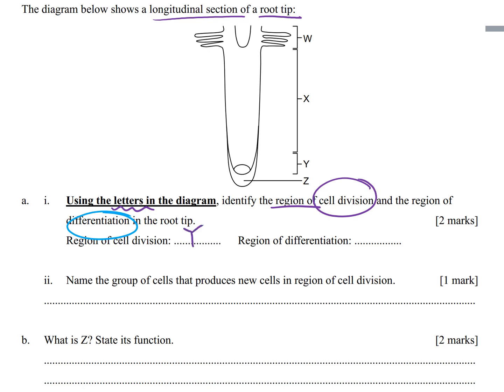What about the region of differentiation? You can find it at the very top where you can find the root hair. It should be W. And now, can you name the group of cells that produce new cells in the region of cell division? It should be the apical meristem.